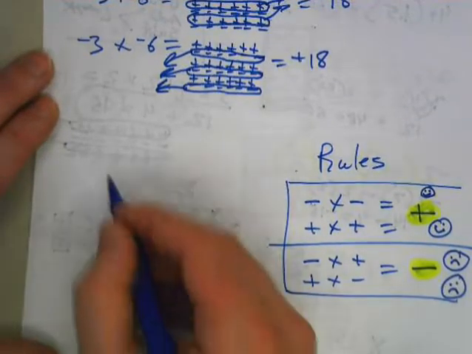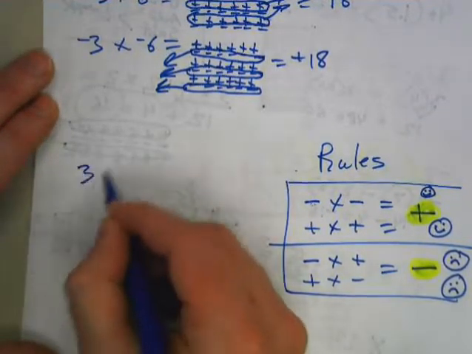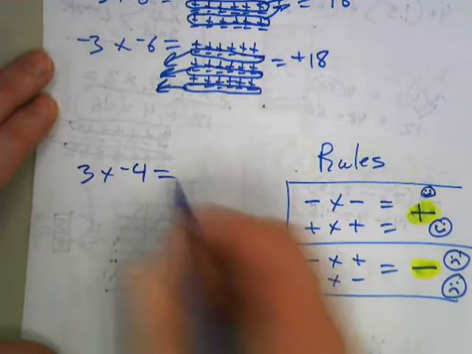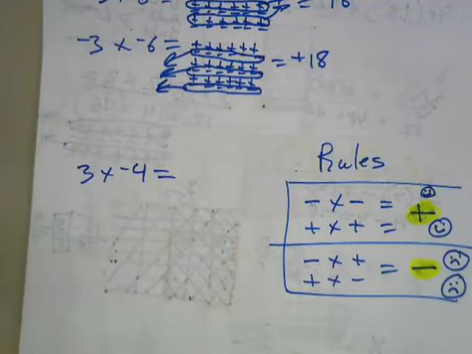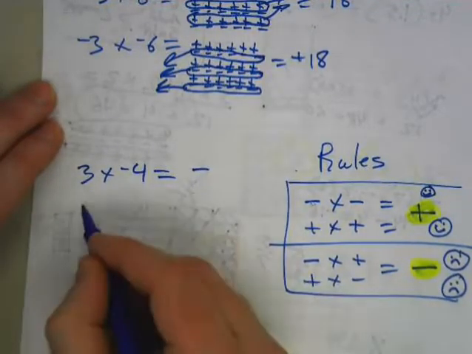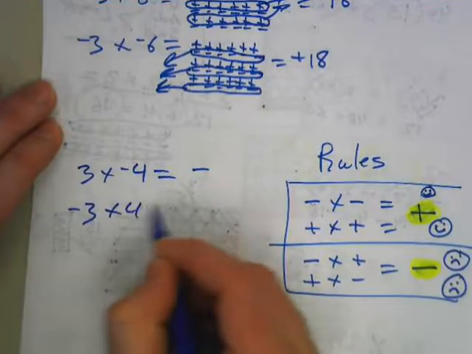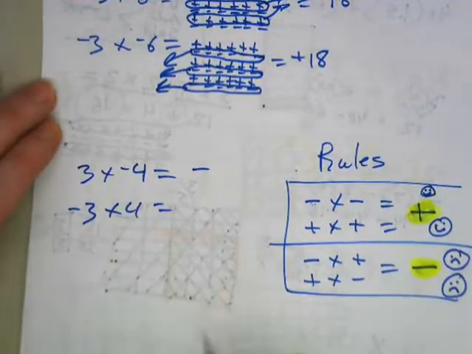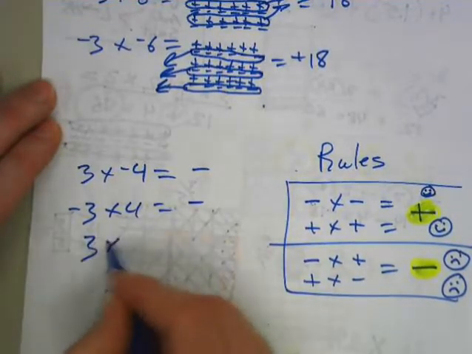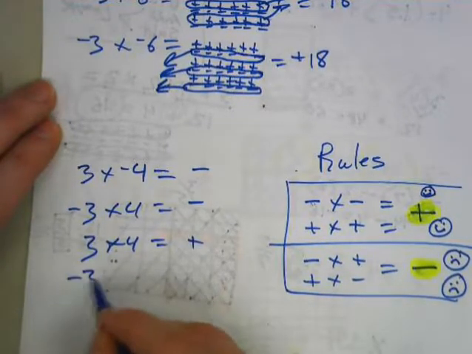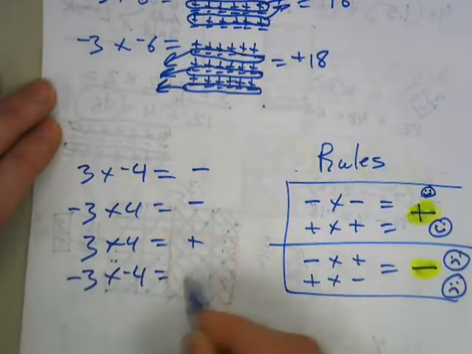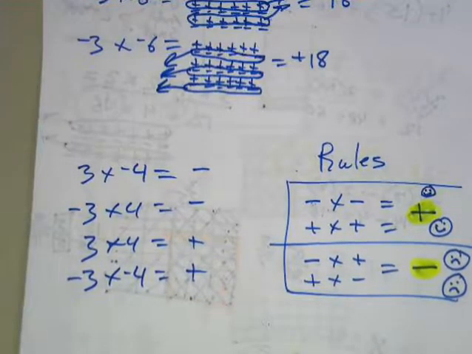So let's look at an example. 3 times negative 4. Answer, positive or negative? Shout it out. Negative. Negative 3 times 4. Negative. 3 times 4. Positive. And negative 3 times negative 4. And that's as simple as it is. Let's do it.